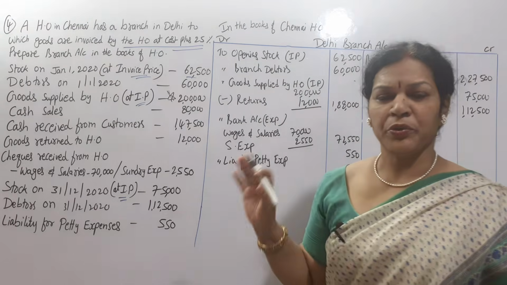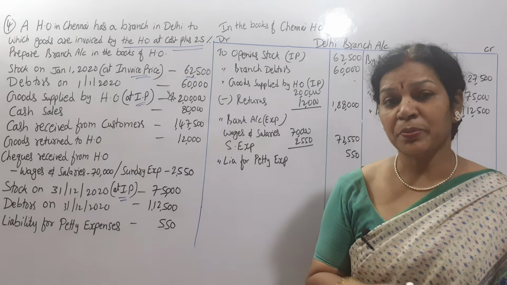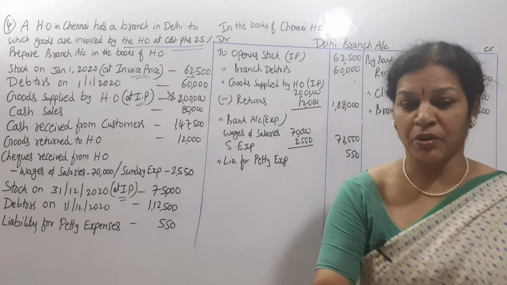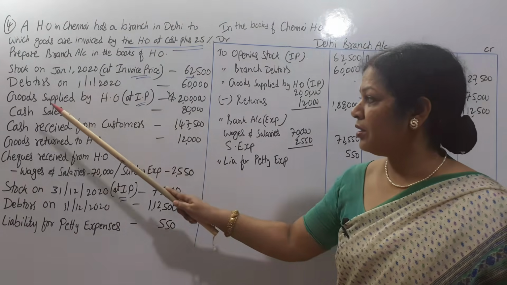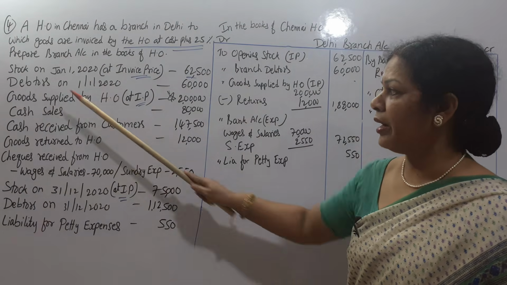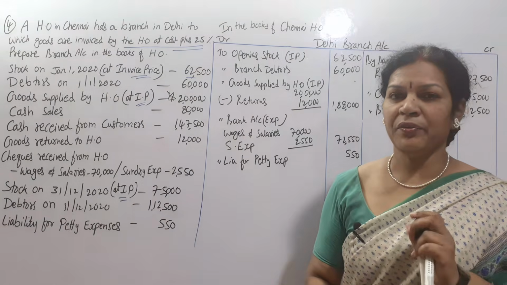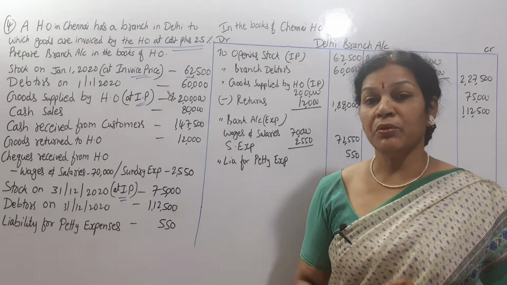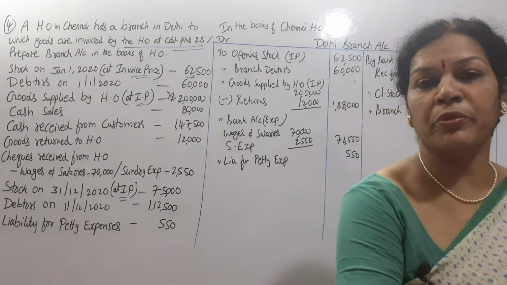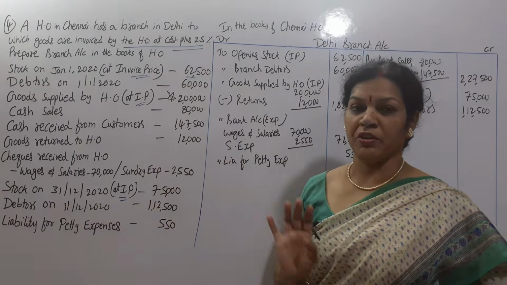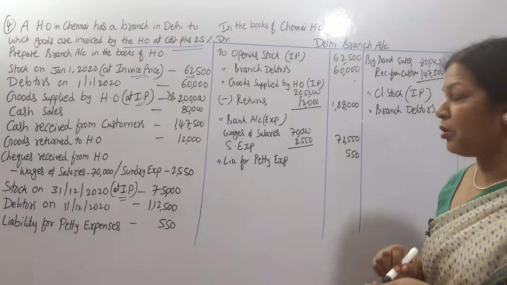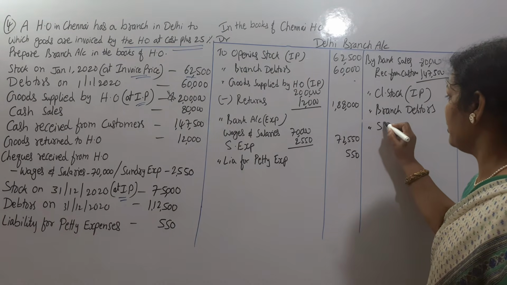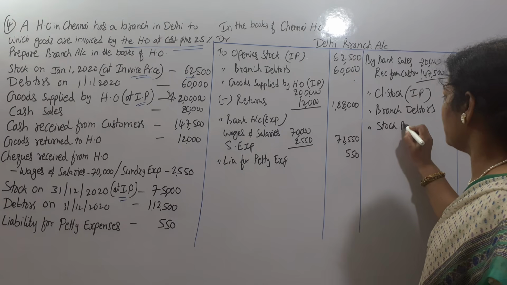Problem is over. We have posted everything, but there is invoice price included in 3 items. What are those items? One is opening stock and closing stock and goods supplied by head office. That we have to remove. To remove that, we'll be calculating on the opposite side. Suppose opening stock invoice price is there, so that we'll write it on the credit side. What do you say? Stock reserve. By stock reserve.